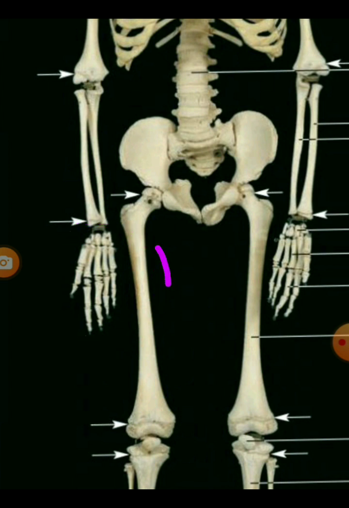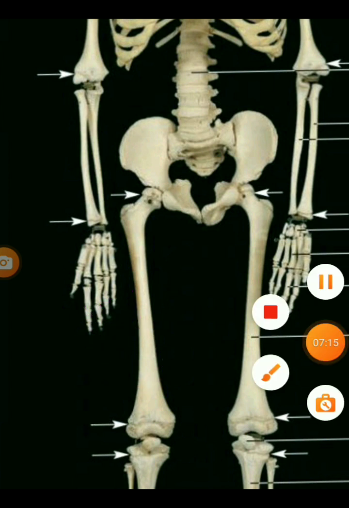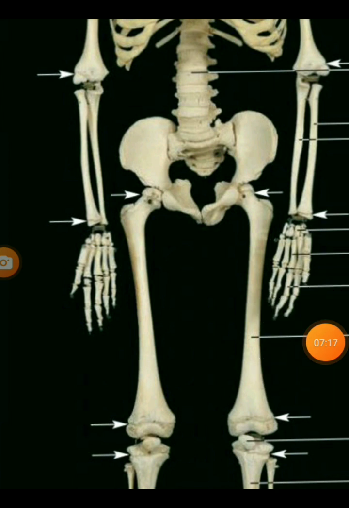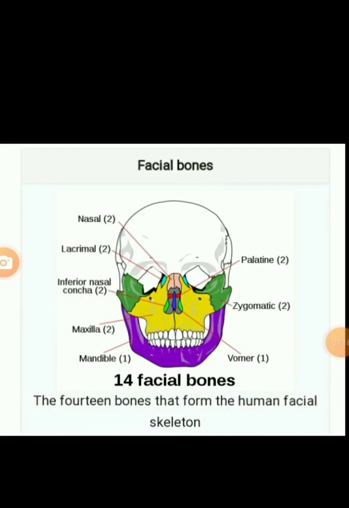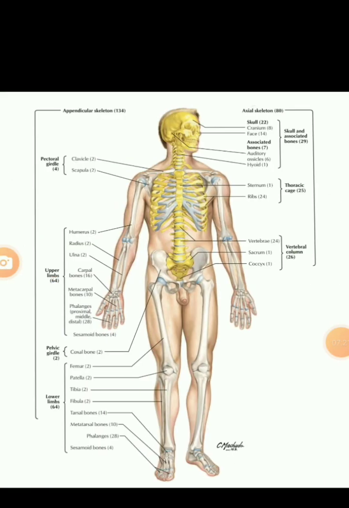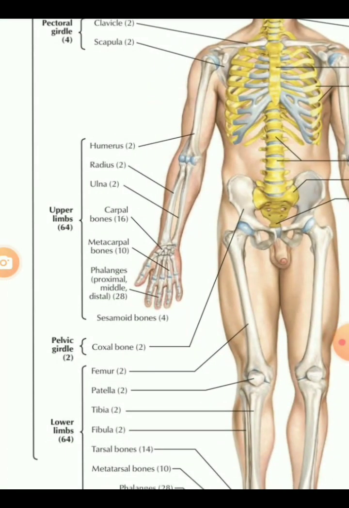So this is how our whole phalange is made up. Okay, so 3, 3, 3, 3, that is your 12, and these 2, that is your 14. So this is how it is 14 on the right side and 14 on the left side. So this is how your phalanges are made up. Total is 28, guys. Okay, so now let's calculate our lower limb bones.